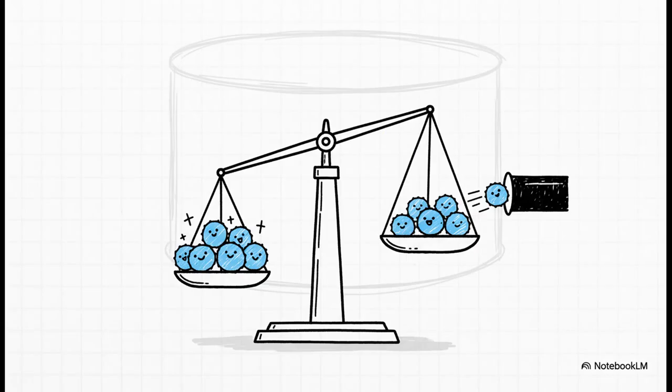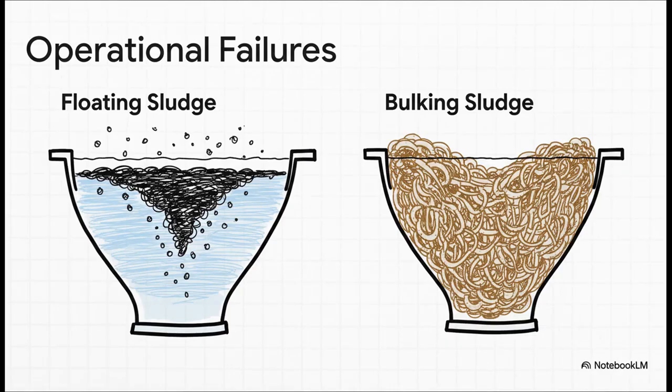So here's the key. We use theta C to create a perfect equilibrium. We want the rate at which new bacteria are born from eating all that waste to be perfectly balanced by the rate at which we intentionally remove them from the system. This keeps the whole workforce young, hungry, and super efficient. And it also directly tells us how much oxygen we need to pump in, which is a massive energy cost for any plant. Of course, when you're managing a living system, things can definitely go wrong.